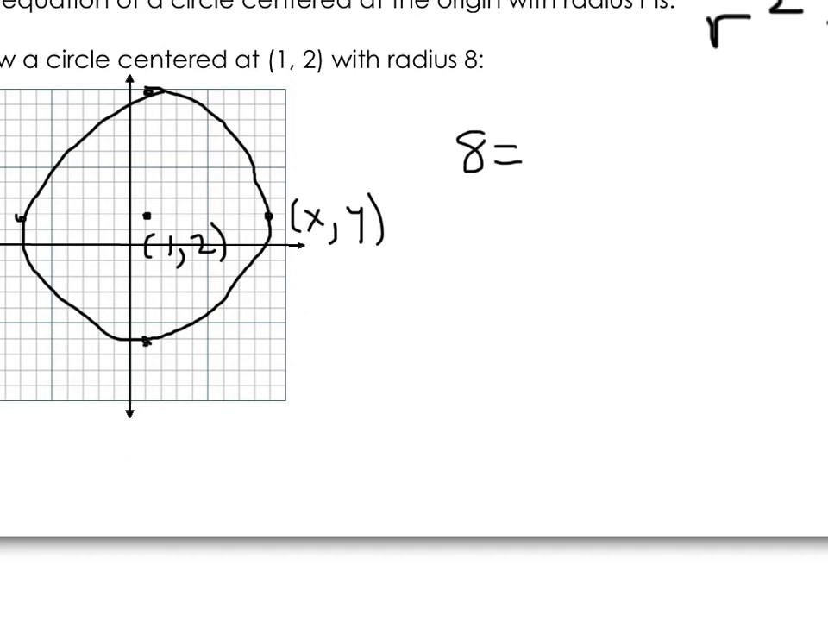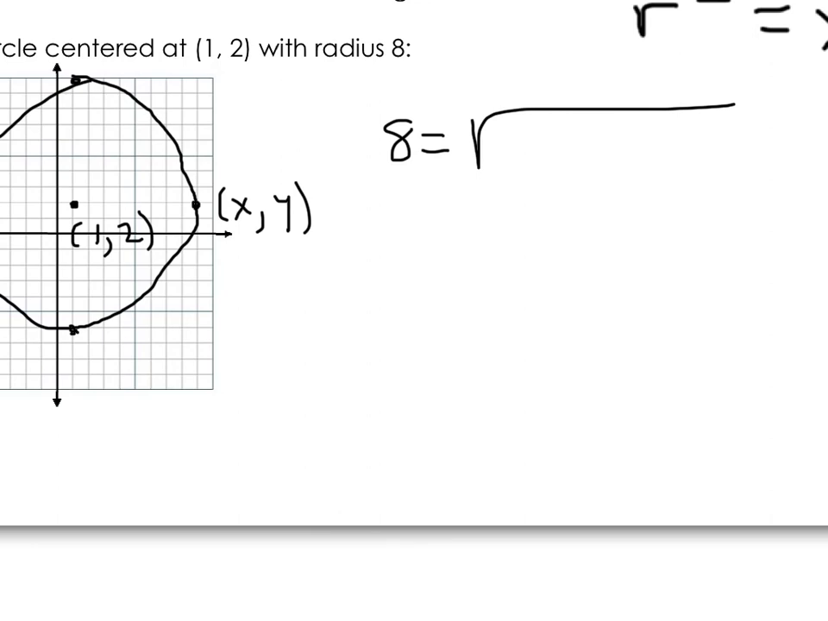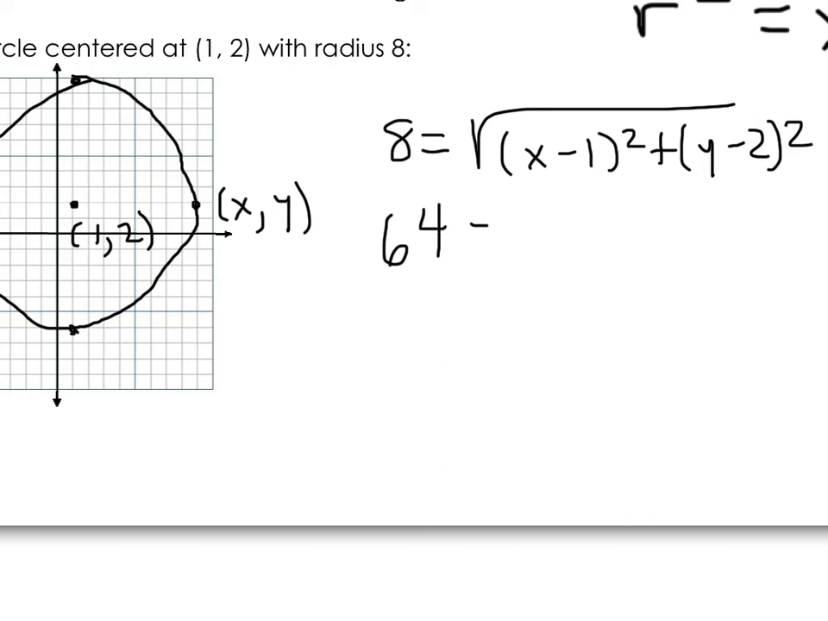So 8 will be the square root of the difference in the x values, x minus 1 squared, plus the difference in the y values, y minus 2 squared. Let's get rid of that radical. Square both sides: 64 equals x minus 1 squared plus y minus 2 squared. That's our equation for that circle.